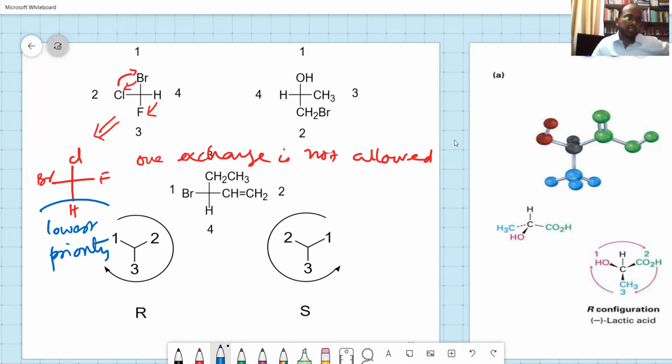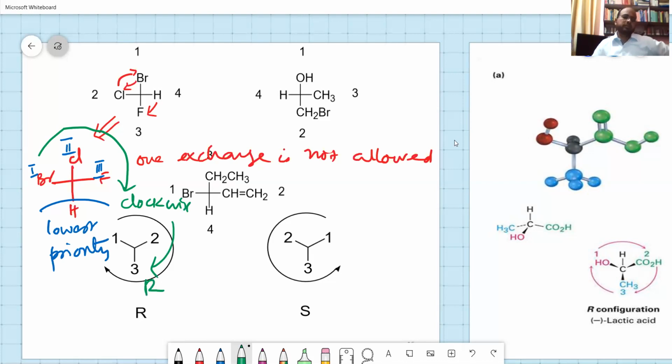Now out of this, the highest atomic number is held by bromine, therefore it is first priority. The next one is this one, second priority. Third one is this one, fluorine, which is having the third priority. You can see the rotation goes like 1, 2, and 3. It is clockwise. Clockwise means it is given R. That is what is being done here. Okay. So you can try some examples there. Here also there is an example.